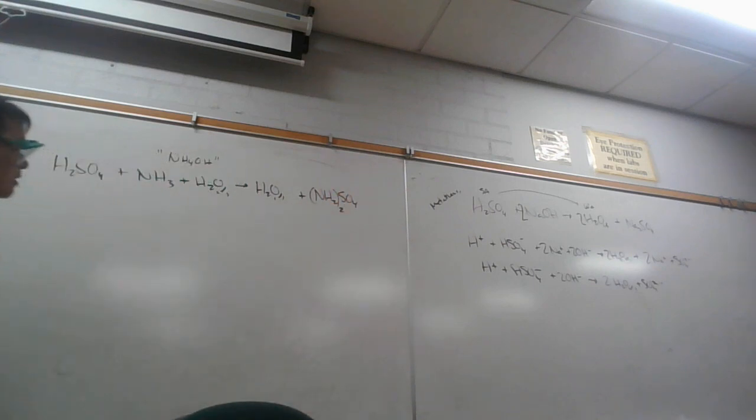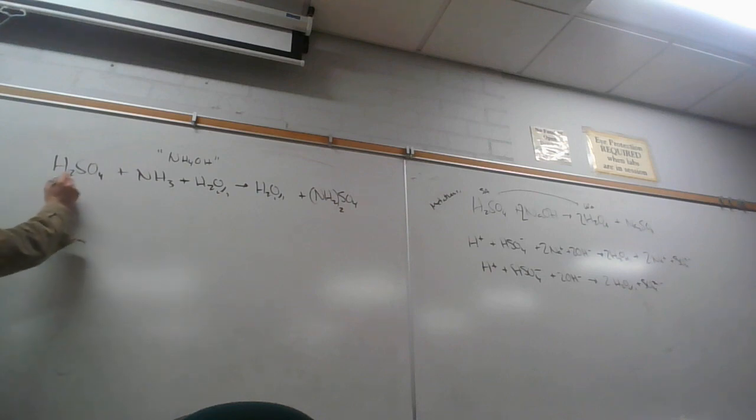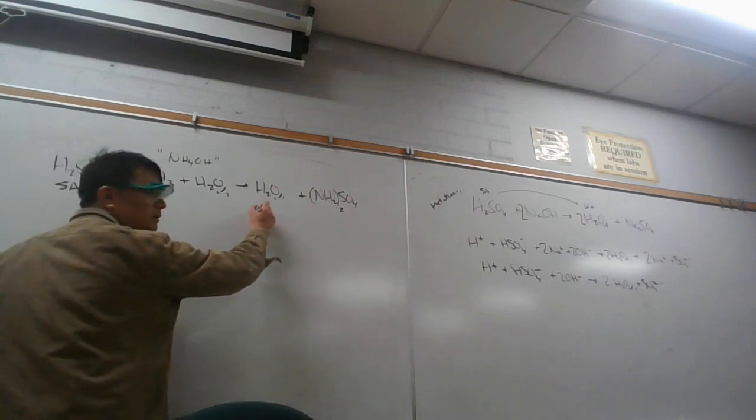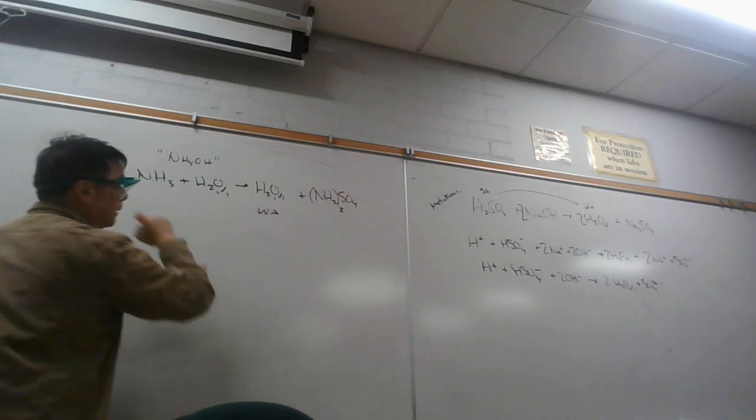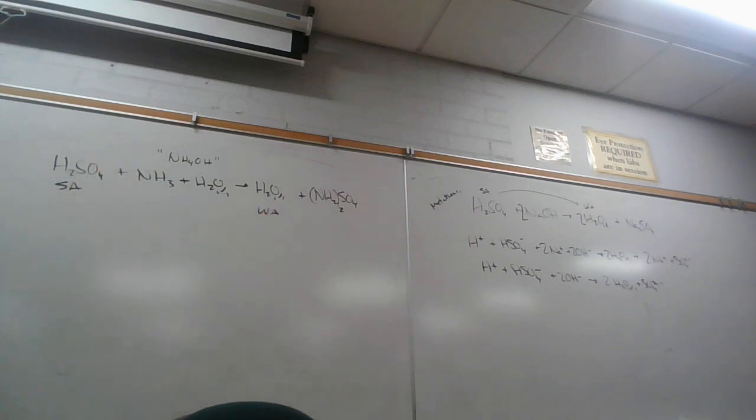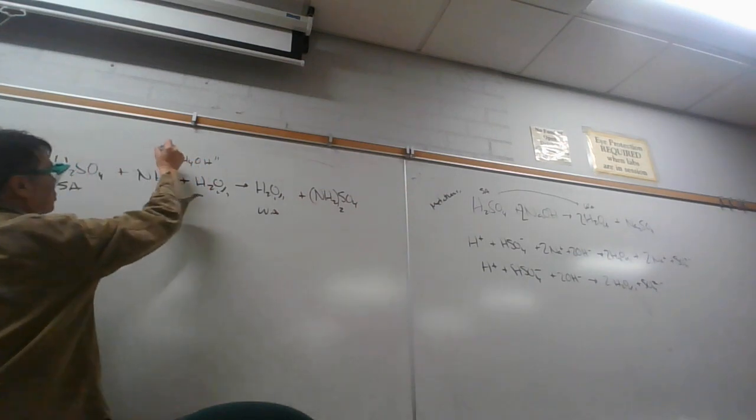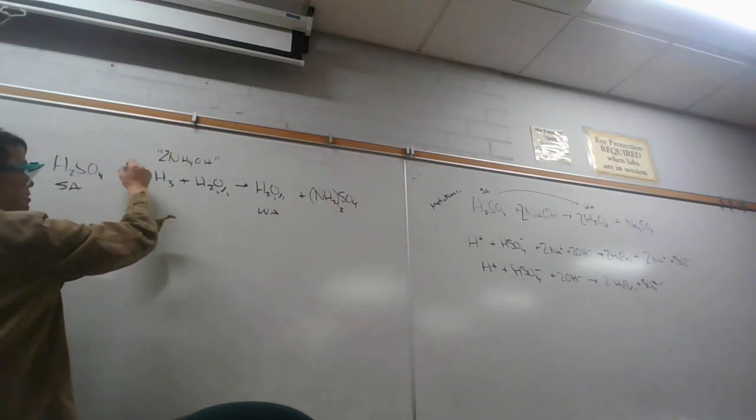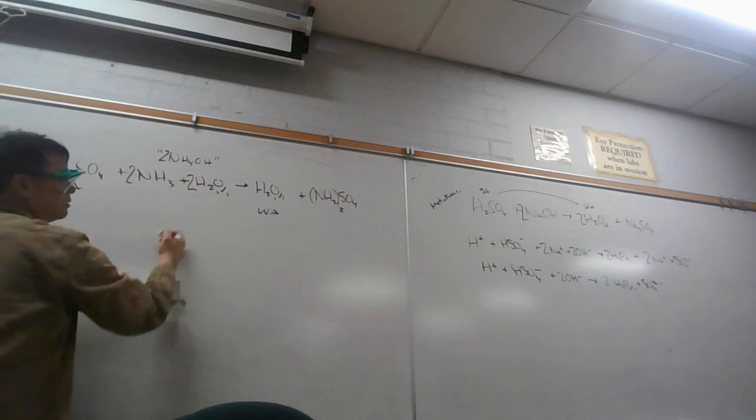Is there a driving force for this? What would the driving force for this be? Yeah, and so the stronger acid is sulfuric acid. What's the weaker acid? Weaker acid is water? Yes? Okay, now let's simplify this. Is it balanced? No, I need two ammoniums, right? And so I need two ammonium hydroxides. If I need two ammonium hydroxides, that means I need two ammonias and two waters.